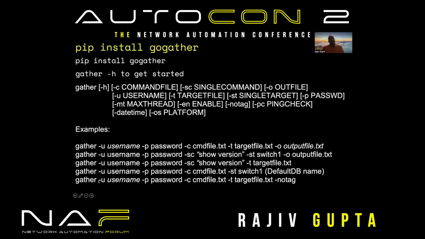So let's talk a little bit about Gather. Very easy to install: pip install go-gather. gather -h for the help file. It's very easy to use. Gather with the username, password, a command file, and a target file. That's all you need. The command file is the list of commands you want to run. The target file is the targets you want to run those commands on. There's some variations of this. You can issue single commands or single targets, but that's essentially all there is to it.